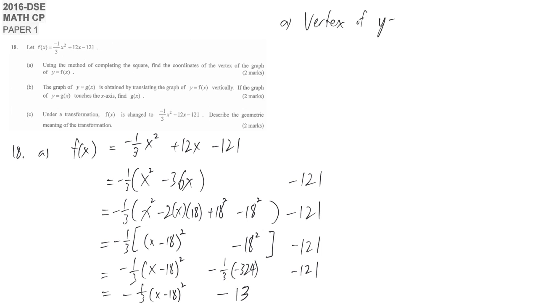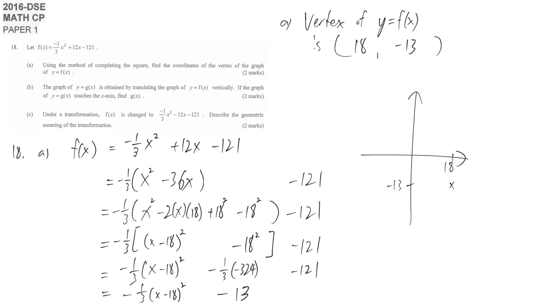of the graph y equal to f(x) is when this square becomes 0. That means when x equal to 18. Then the corresponding result of y is this part becomes 0. This is the only term for the result. So the result is -13. By observing this function, we know that first, the vertex is (18, -13).